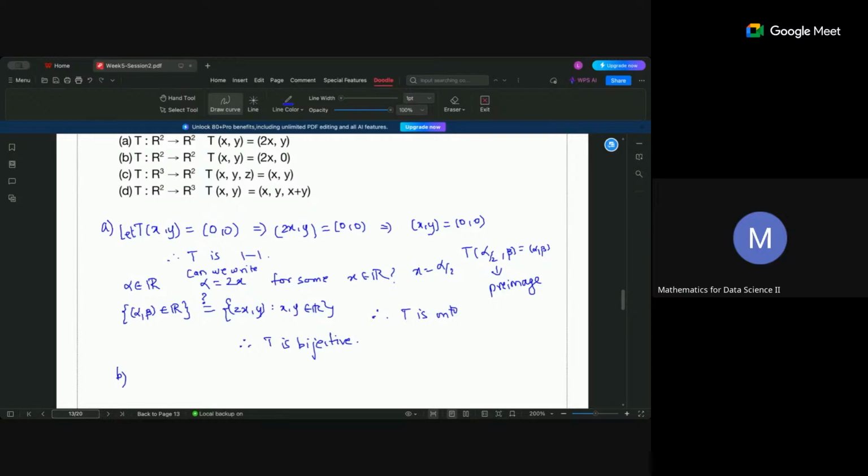Okay, let's see how. Now it will be one-to-one for sure, right? Because if you just put 0, let T of x comma y equal 0 comma 0. What is it that you will get? 2x comma 0 is equal to 0. This means x is equal to 0. What about your y?